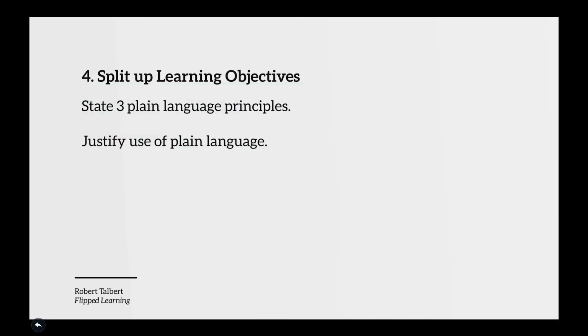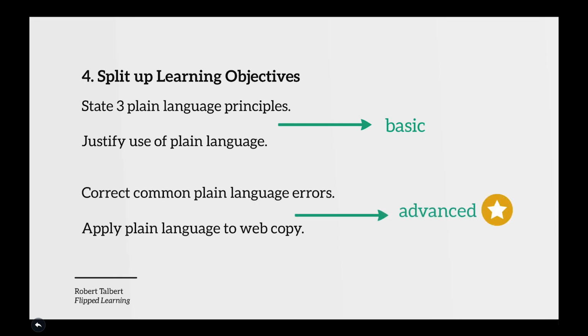Step 4, split up the learning objectives. So you want to group the learning objectives as basic or advanced. The basic objectives are important because they help you design the individual space. The advanced objectives are your focus for the group space activity. So in this case, the first 2 learning objectives are basic, and the last 2 learning objectives are advanced. So they would be centered on the group space activity.